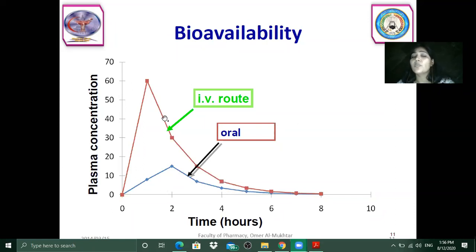But why do we not prefer IV always? Because it is obviously a very tricky method, and you want to use IV only when people are terminally sick and you want them to recover as soon as possible.